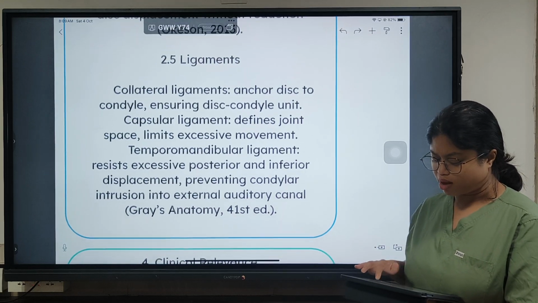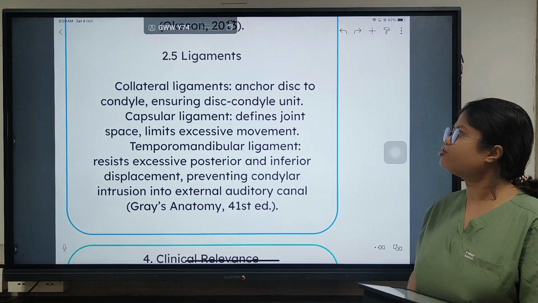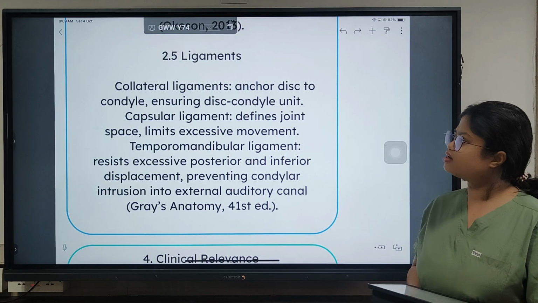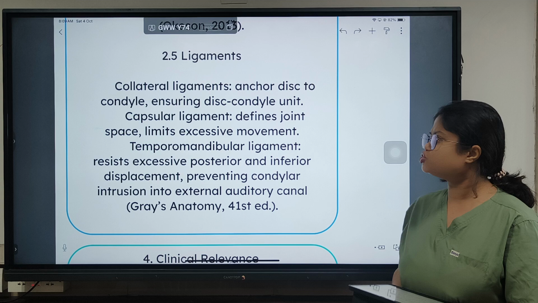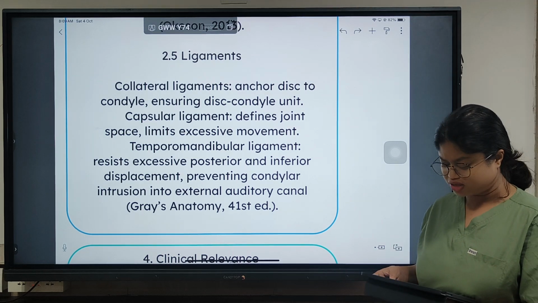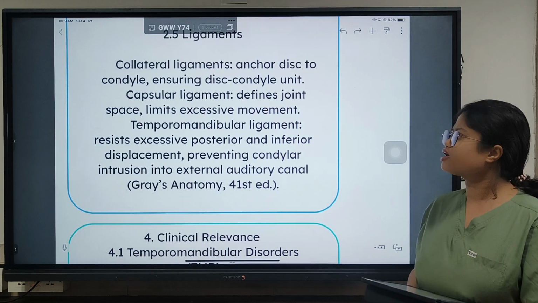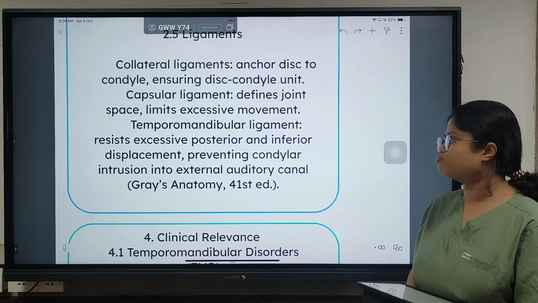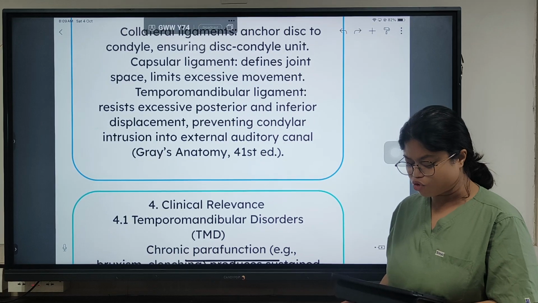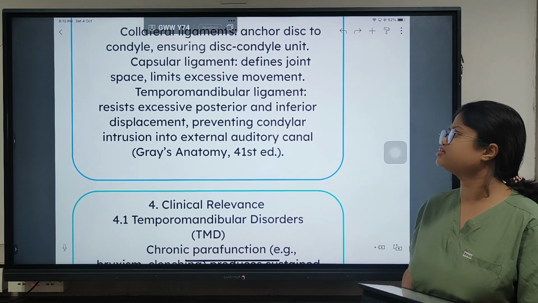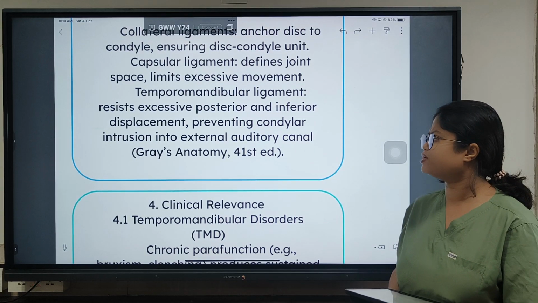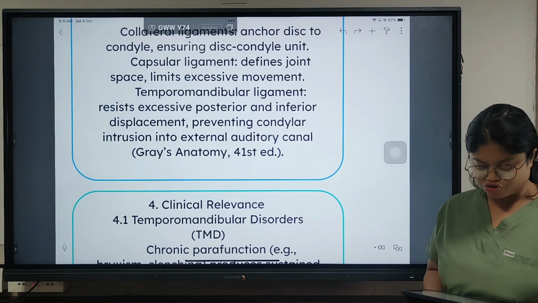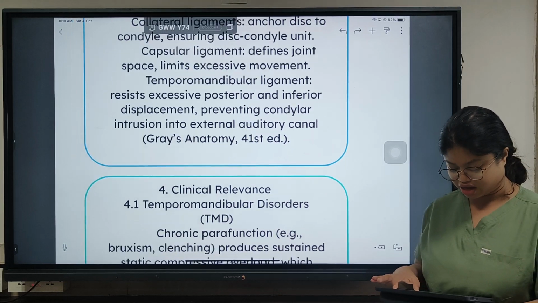Coming to the ligaments, we have the collateral ligaments that anchor the disc to the condyle, ensuring the disc-condyle unit is properly maintained, and the capsular ligament defines the joint space and limits excessive movement. And specifically, the temporomandibular ligament resists excessive posterior and inferior displacement, preventing condylar intrusion into the external auditory canal.